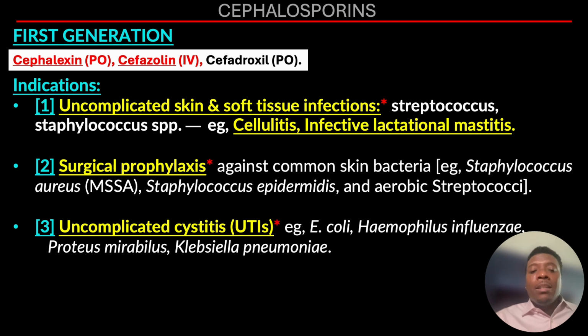In that same vein, if someone is going to go for surgery and you're going to cut through the skin, you want to protect against those bacteria. So it's great for surgical prophylaxis prior to doing some kind of surgery. The third one is because it is great against urinary coliforms, it is a great drug for urinary tract infections.